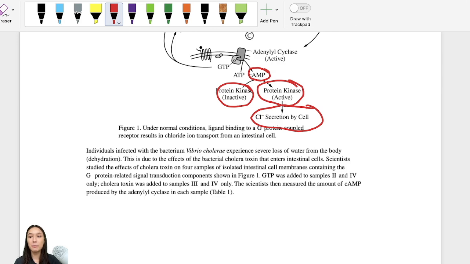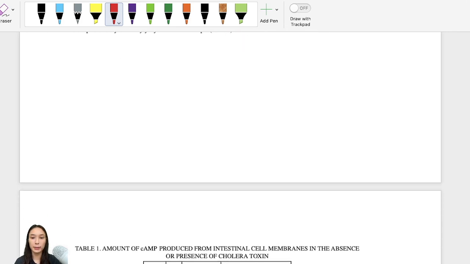GTP was added to samples 2 and 4 only. Cholera toxin was added to samples 3 and 4 only. The scientists then measured the amount of cAMP produced by the adenylyl cyclase in each sample. So that's going to be table 1.